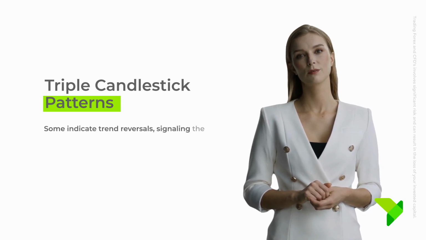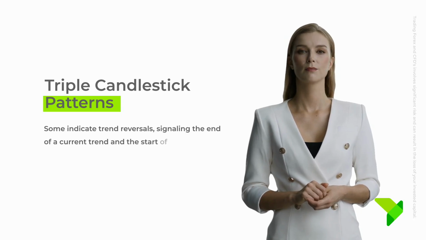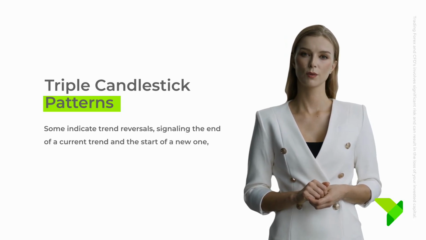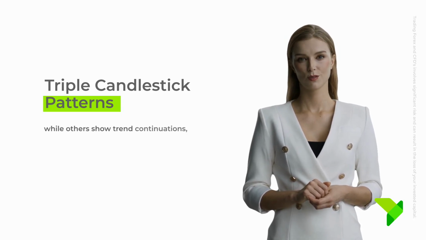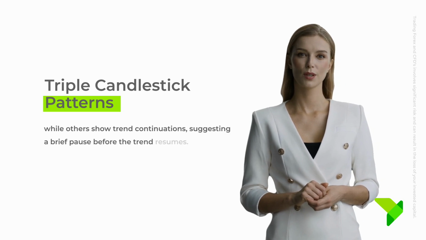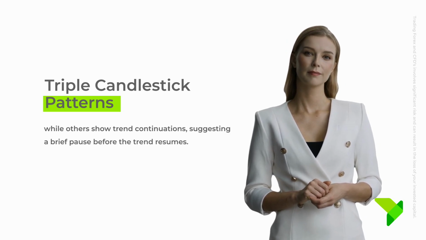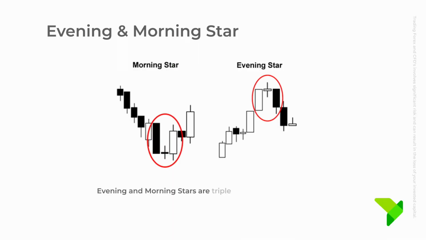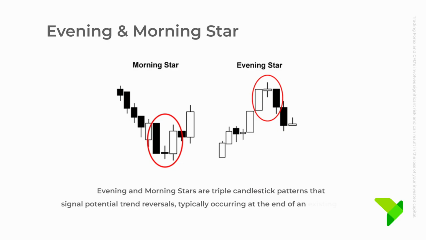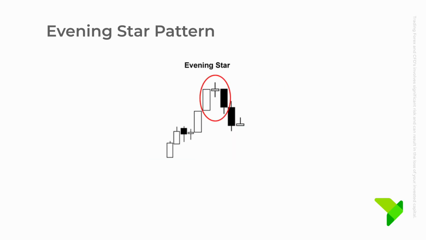Some indicate trend reversals, signaling the end of a current trend and the start of a new one, while others show trend continuations, suggesting a brief pause before the trend resumes. Evening and morning stars are triple candlestick patterns that signal potential trend reversals, typically occurring at the end of an existing trend. Evening star pattern.